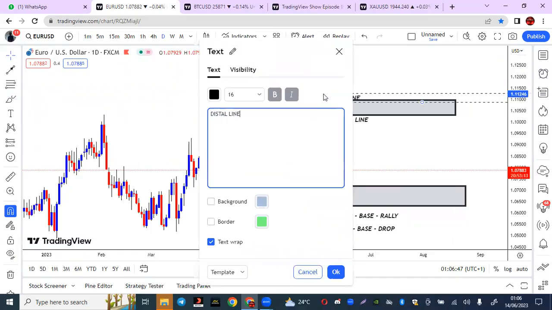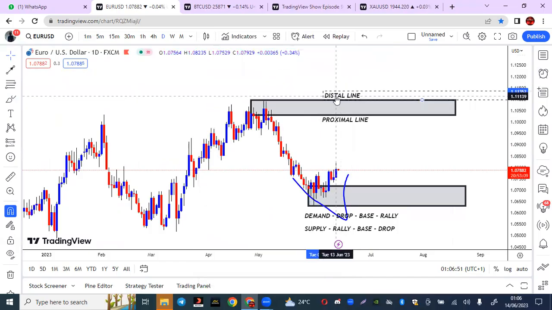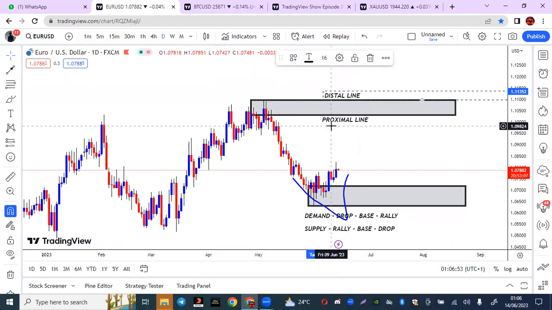Distal line. So once we have our zone marked up, our stop loss usually will be at our distal line, and then our entry will be taken from the proximal line. So here we have our distal, we have our proximal, and then we have our distal. So we'll take our entries from this line, and then at the top we have our stop loss. That way we'll place our stop loss and all that.